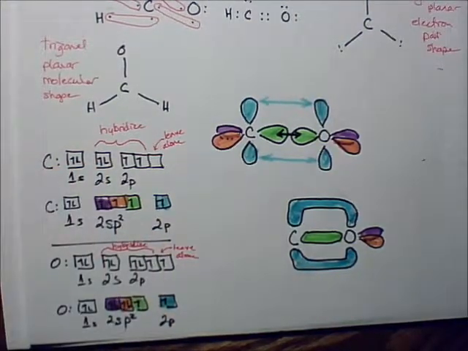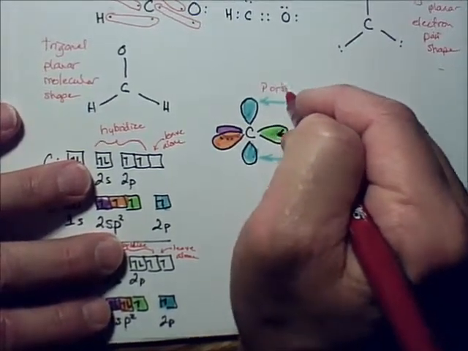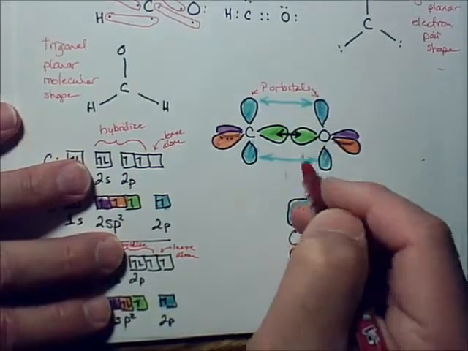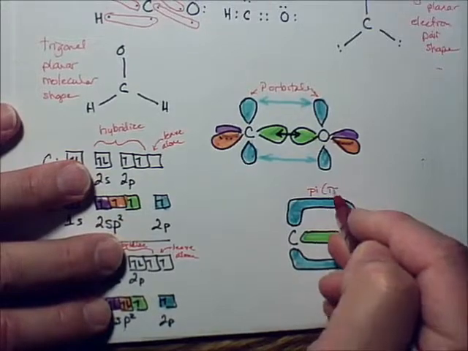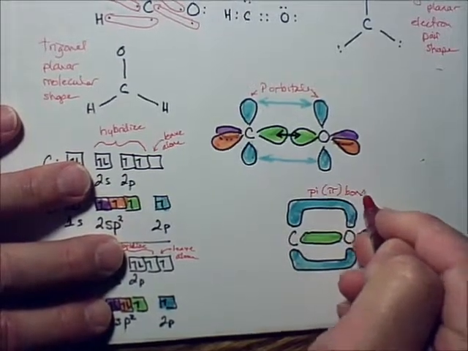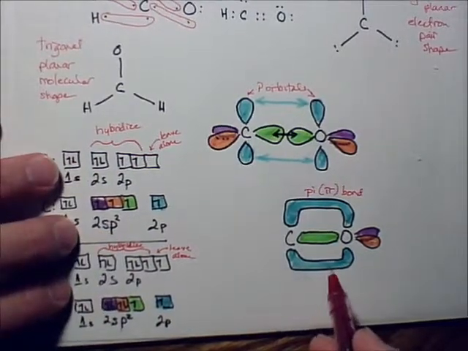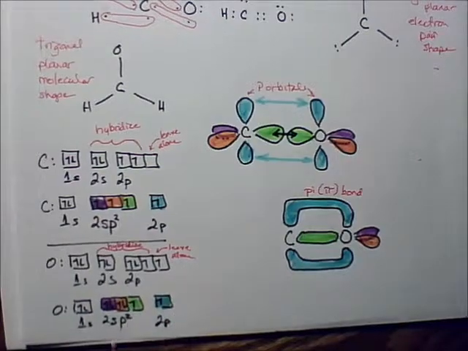So these p orbitals up here become a pi bond, the symbol pi. Two nodes of the same bond. This is the same bond. Both parts of these are the same bond.